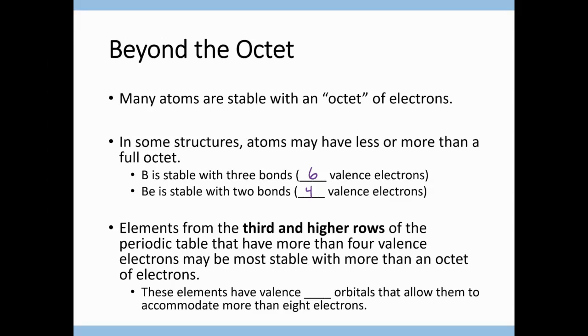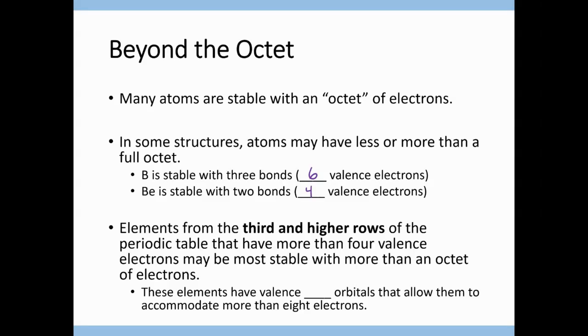And elements in the third and higher rows can have more than 8 electrons in their valence shell because they have access to the 3d orbitals, or 4d orbitals, or 5d orbitals. So remember the octet rule: electrons are most stable with 8 electrons in their valence shell. That provides a full s shell and a full p shell. So 2 electrons in the s shell, 6 electrons in the p shell.